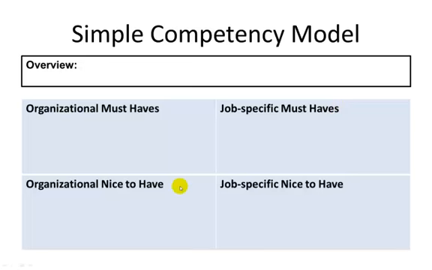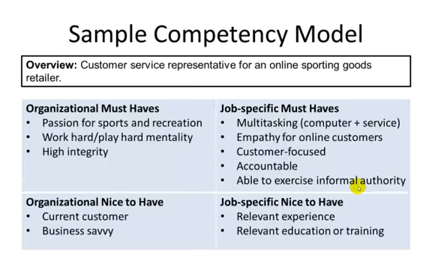Now below that, in the boxes below that, we have organizational nice-to-haves and job-specific nice-to-haves. The nice-to-haves in this model are simply separated from things we have to have. These are things we're willing to live without. But in the event of a tie between a couple of candidates, this would be our nice tiebreaker. So let's take a look at an example and see what this might look like.